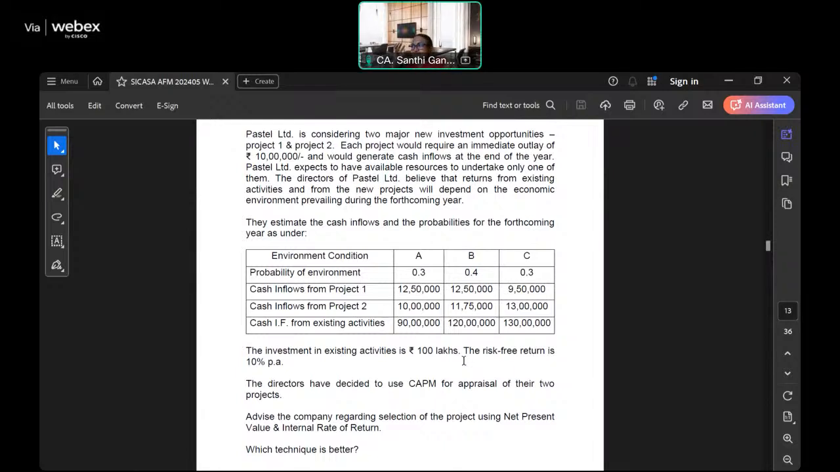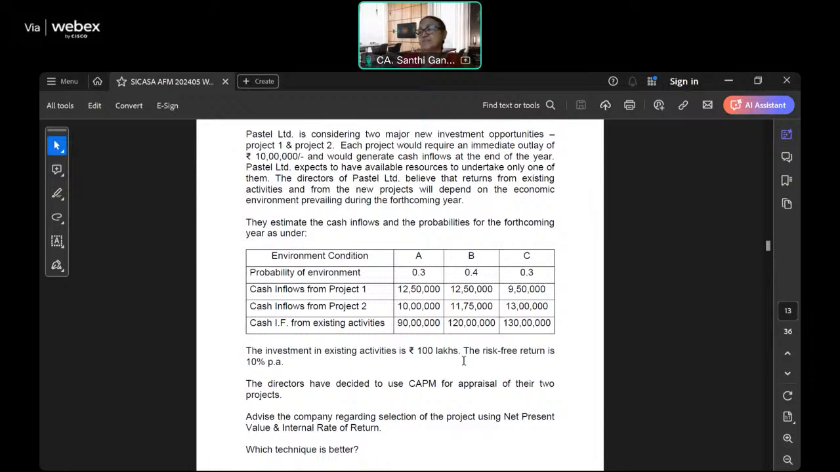Now, always we are interested in solving the problem. The first thing we should do is to read the requirement. They're asking which technique is better, which means more than one technique is being considered. This is a unique problem where capital investment, your third chapter, and portfolio management both have been combined. Which technique is better?